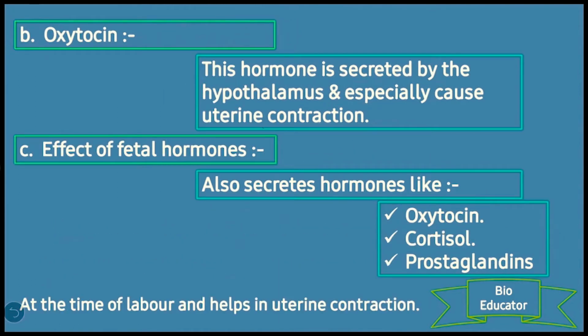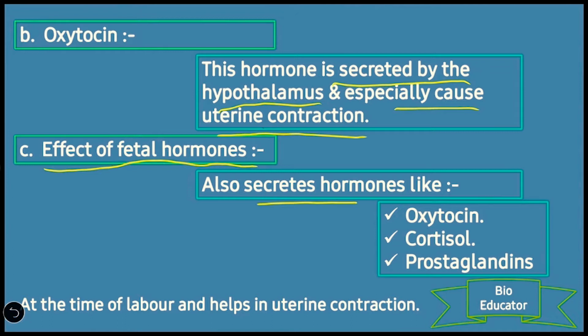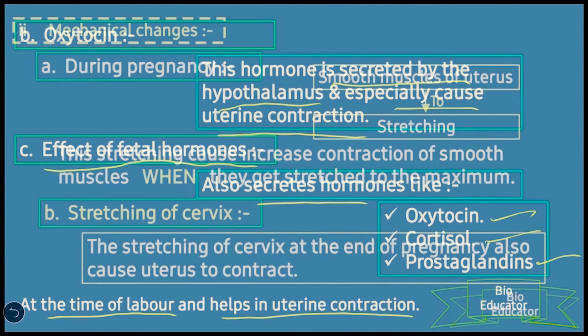B. Oxytocin. This is the hormone secreted by the hypothalamus gland and especially causes uterine contraction to expel the baby. C. Effect of fetal hormones. The fetus also releases some hormones to cause rhythmic contraction of the mother's uterus. These hormones are oxytocin, cortisol, and prostaglandin. These hormones are released by the fetus at the time of labor and help in uterine contraction.